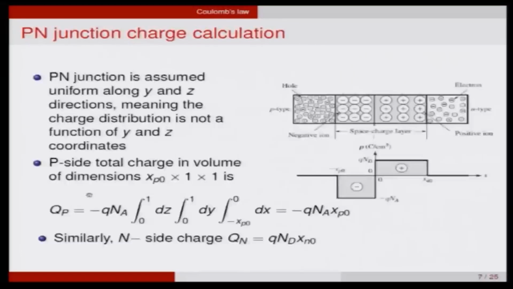Let me just give you a brief example of how we calculate the charges. Here is a PN junction, something that you must have studied in your electronics courses.